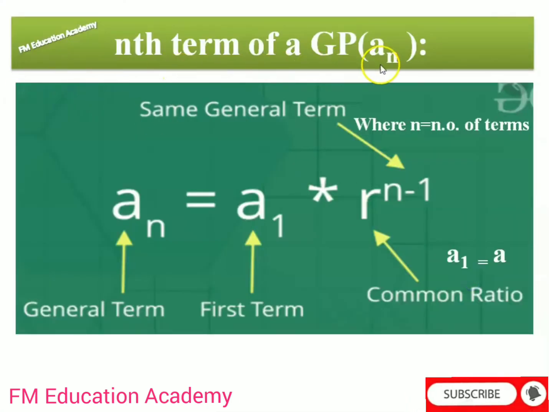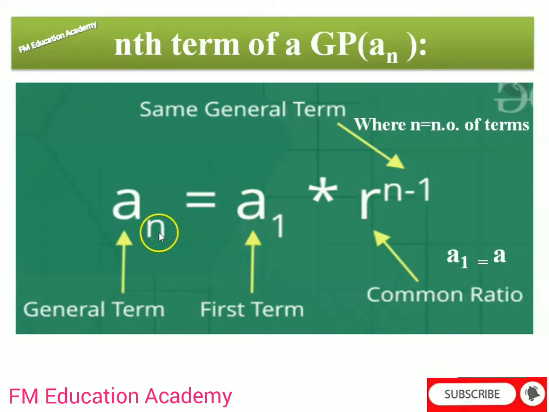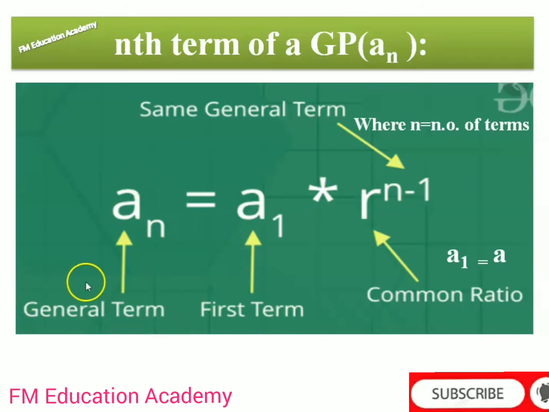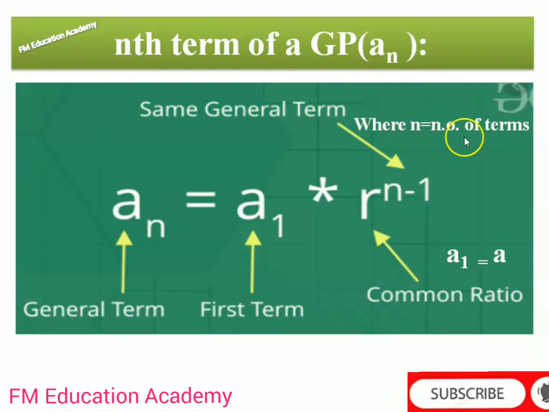Now, what is the nth term of a GP, a_n? The nth term of a GP is a_n equals a1 into r to the power n minus 1. What is a1 here? We know a1 is a, in case of GP as well as in case of AP. So, a_n equals a into r to the power n minus 1. And a_n is called the general term or the nth term. a1 is the first term, that is also equal to a. r is my common ratio. And what is the n value here? The number of terms present in the series is called n.